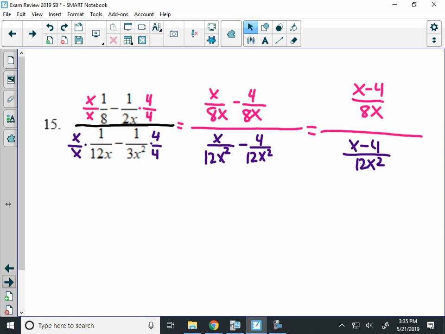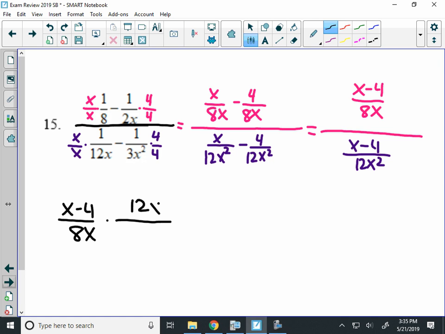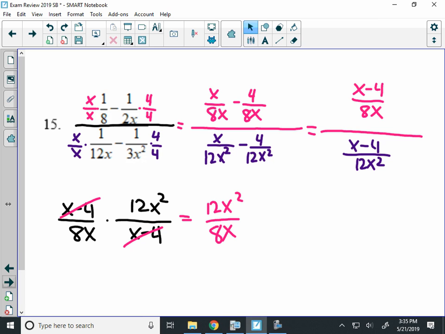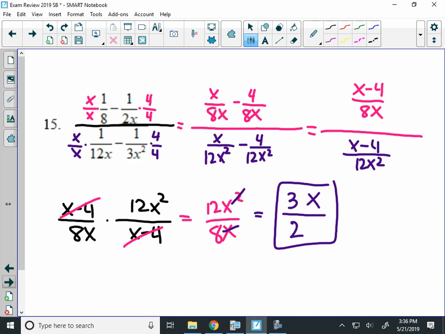Back to 12 and 13 here. When I'm dividing fractions, I keep the first one, change to multiplication, and flip the second one. You can see the x minus 4's go away, so that gives me 12x squared over 8x. Well, now look, the x's cancel. I'm left with one of those. So I have an x in the numerator, 12 over 8, 4 goes into both, 3 over 2. That was the answer before as well.